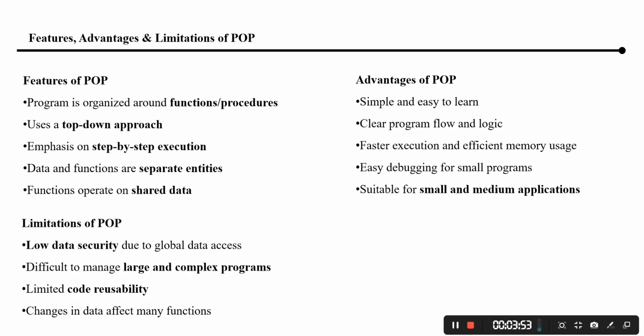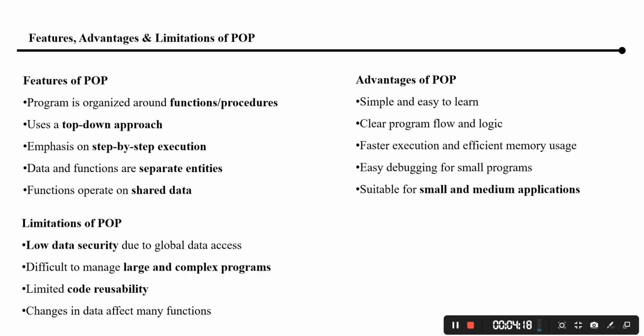Next, features, advantages and limitations of procedure-oriented programming. Features of procedure-oriented programming are: the program is mainly organized around functions or procedures, and of course it uses a top-down approach. The emphasis is on step-by-step execution. Data and functions are separate entities, and the functions operate on shared data.